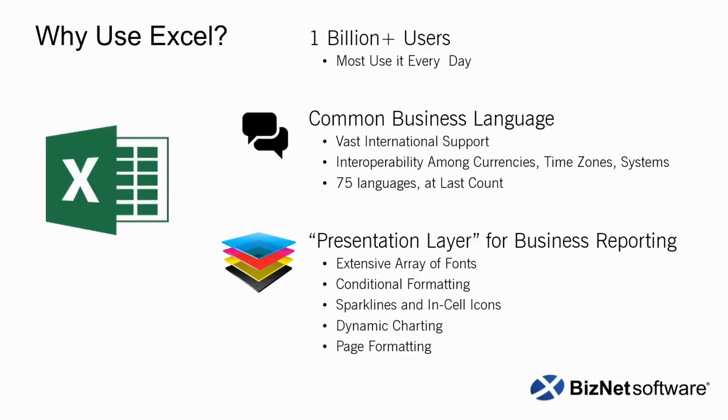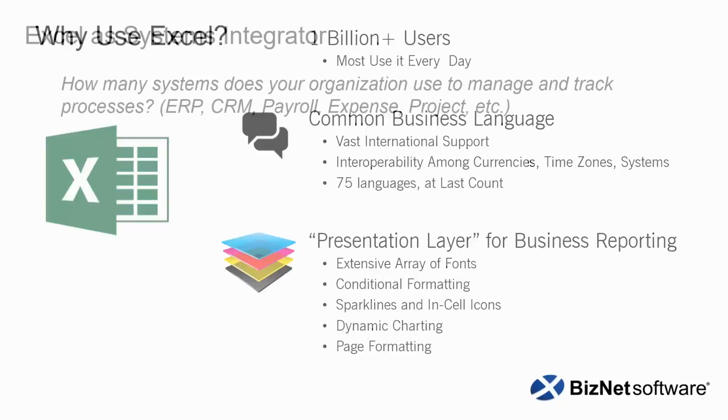And in the web space, people talk about a presentation layer. Like in web, it's usually some kind of an HTML or maybe ASPX or maybe JavaScript front end where you can fill in blanks. Well, Excel is a presentation layer for business reporting. It's got all the fonts that you can imagine. It lets you do conditional formatting based upon certain parameters. You can even add little KPI sparklines and in-cell icons and do dynamic charting and certainly format the pages in a million different ways. So when you deal with numbers, when you deal with lists of any kind, of course you're going to use Excel.